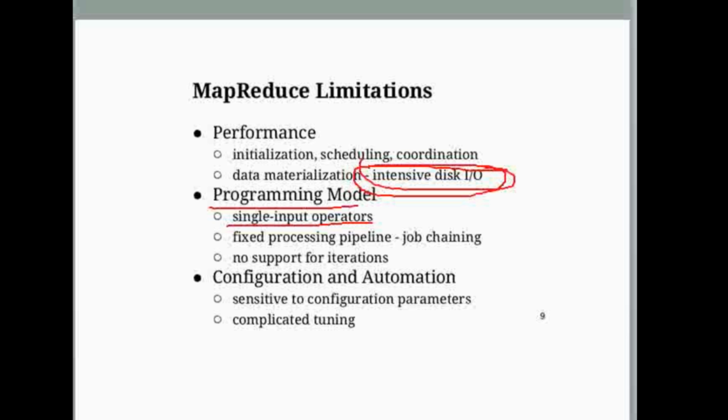Second is the programming model. It is a single input operator, which developers consider a deficiency. Second is a fixed processing pipeline, which is job chaining. And then there is no support for iterations. Guys, iteration is very important. Whenever you work with any programming model, iteration is something we consider a very important thing. There is no support for iteration in MapReduce.